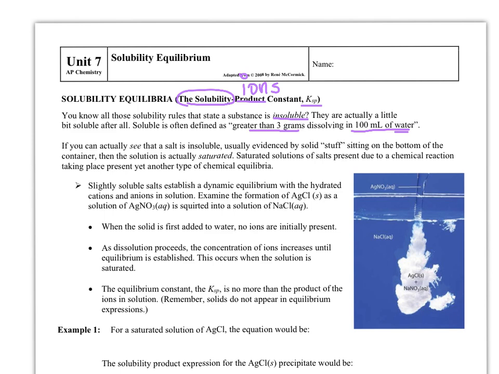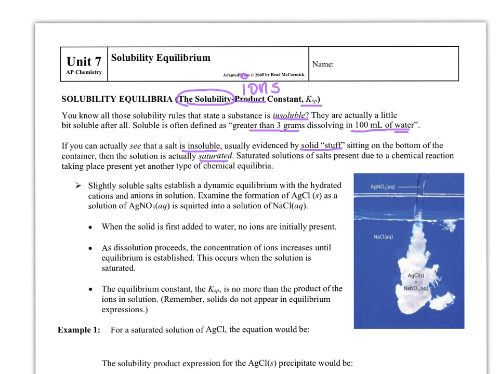When we say something is insoluble, it's just not going to have as much dissolved, but it doesn't mean that it won't dissolve. Every substance has a set degree of solubility. Some are just really small, so we tend to classify them more easily as insoluble. In this chapter, we're going to be a little more specific. If you can actually see that a salt is insoluble, meaning you see that solid settling on the bottom, that is an indication that it's saturated.